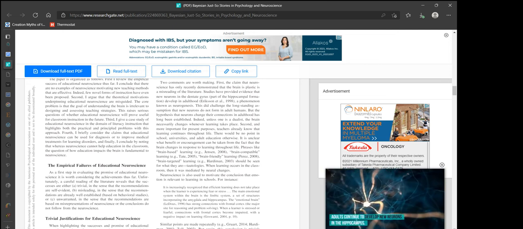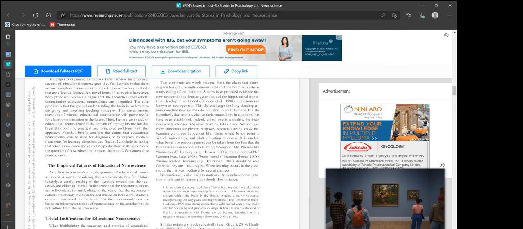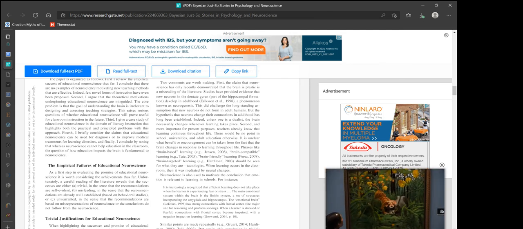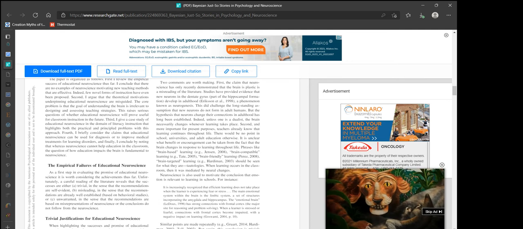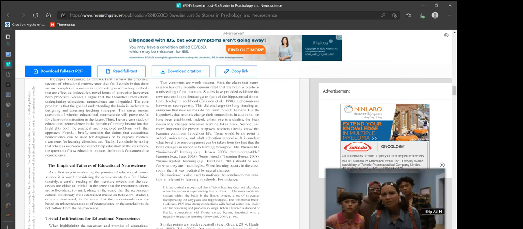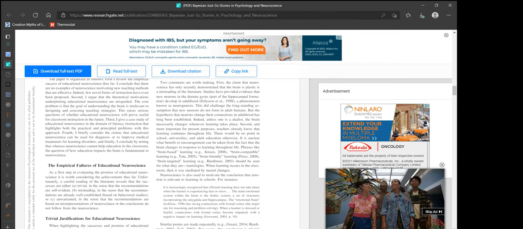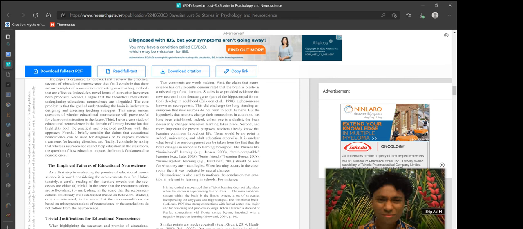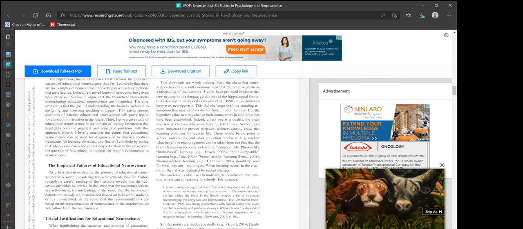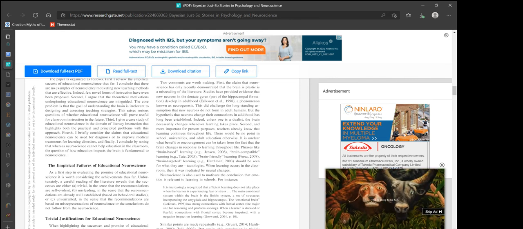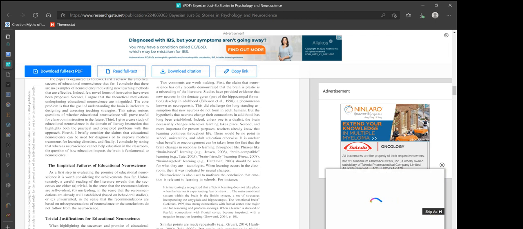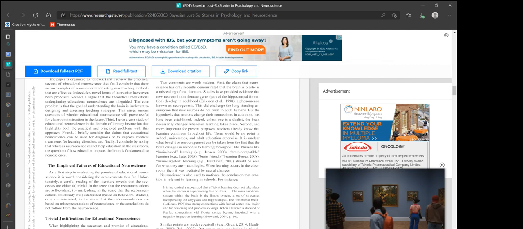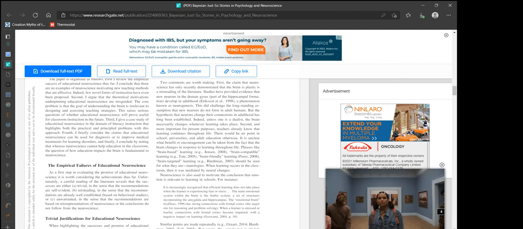First, the claim that neuroscience has only recently demonstrated that the brain is plastic is a misreading of the literature. Studies have provided evidence that new neurons in the dentate gyrus, part of the hippocampal formation, develop in adulthood, a phenomenon known as neurogenesis. This did challenge the long-standing assumption that new neurons do not form in the adult brain, but the hypothesis that neurons change their connections in adulthood has long been established. Indeed, unless one is a dualist, the brain necessarily changes whenever learning takes place.